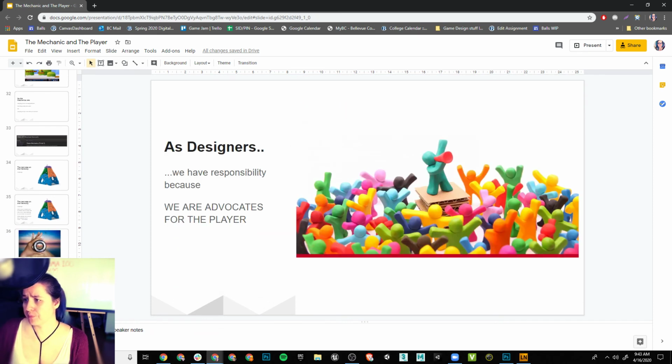Let's see. As designers, we have a responsibility because we are advocates for the player. It starts to boil down to a little bit about design philosophy, but every game designer is here for our players. And that can be tough because right now, maybe we want to just make something for ourselves. And that's okay. It's actually a great place to start in thinking about what kind of player you are and you wanting to make something for more players who are like you. You're still the advocate for your player.